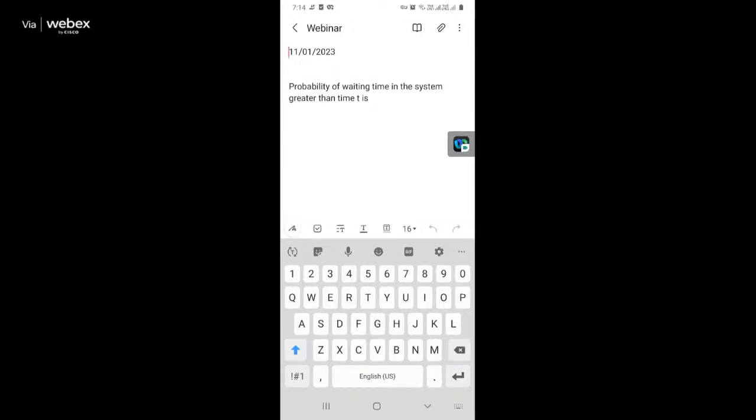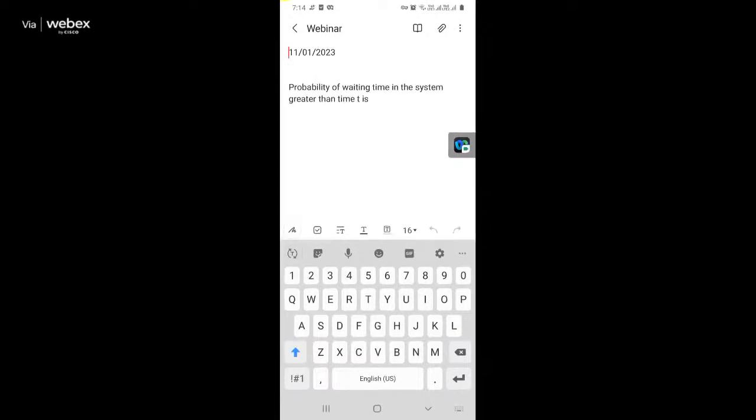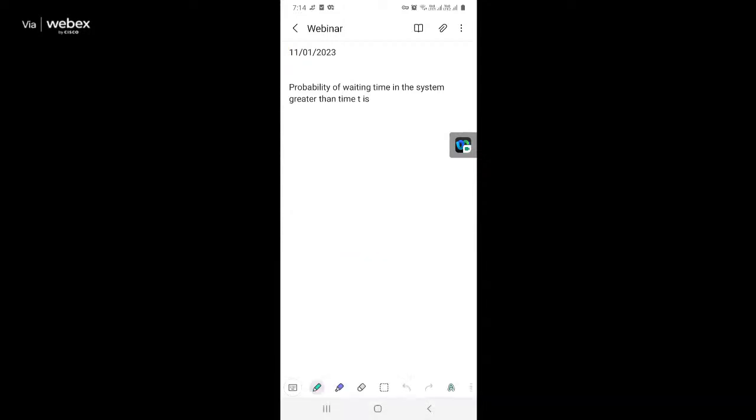What is the probability of waiting time in a system greater than time t? That means a person is waiting in the system. What is the probability that his waiting time is greater than some particular time t? So you have a formula for that. I will be writing it here. Please note it because it's not in the PPT. So I'm asking you to note.